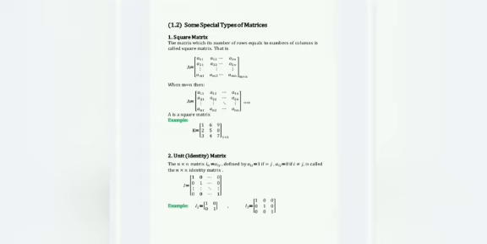Second, square matrix. The matrix whose number of rows is equal to its number of columns is called a square matrix. That is, A is equal to A11, A12, and so on, up to Am1, Am2 and Amn. When m equals n, then A is a square matrix.